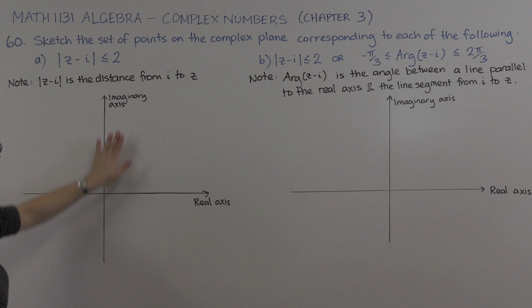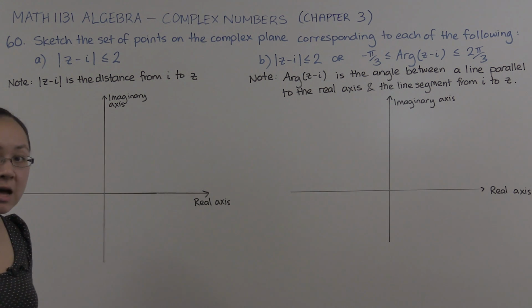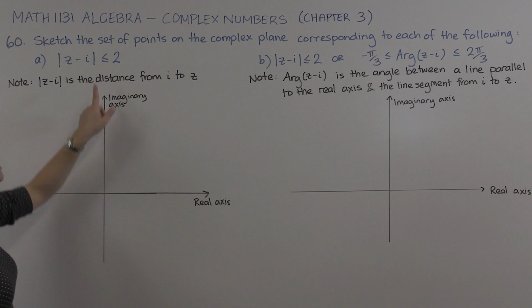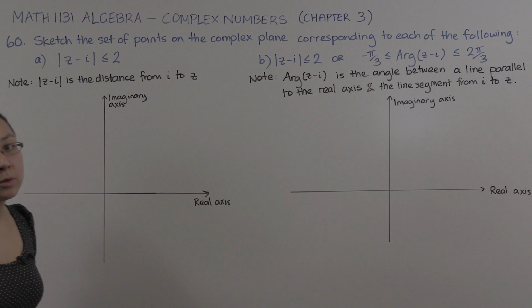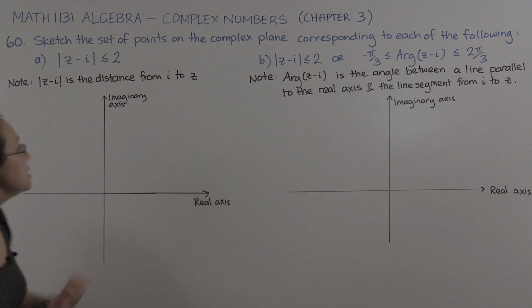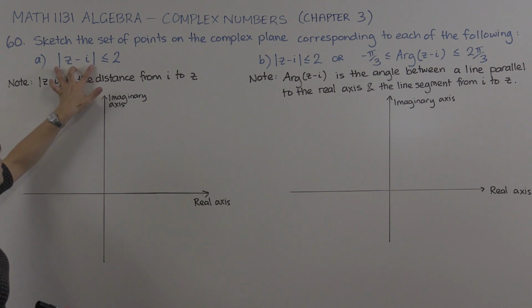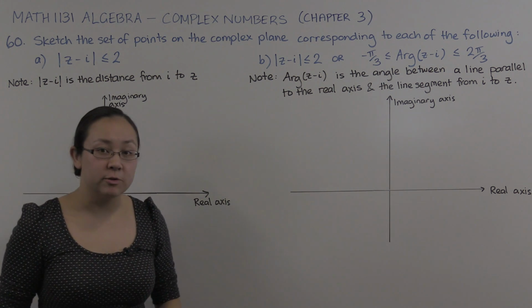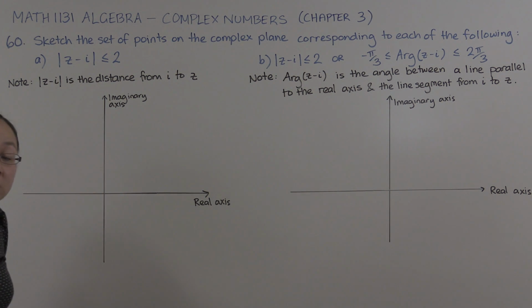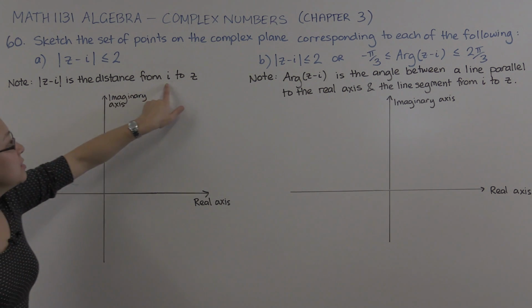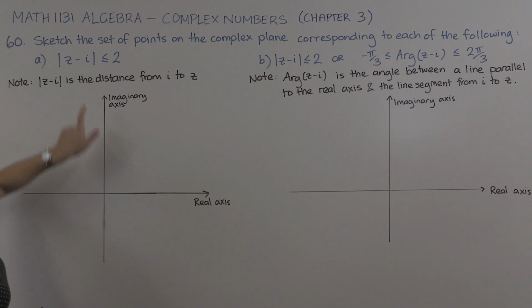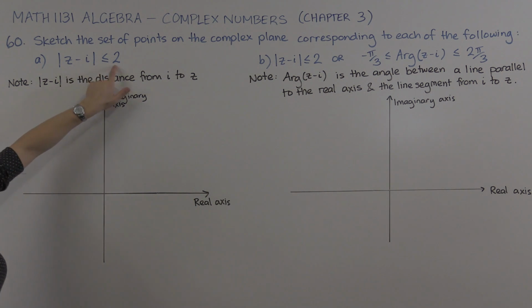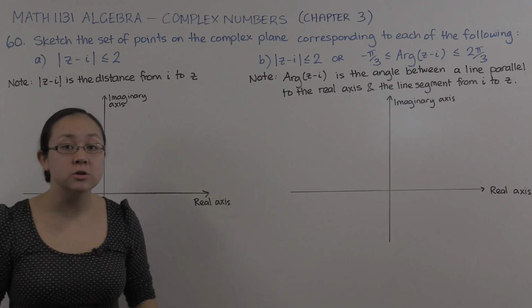So here's our complex plane, the imaginary axis and the real axis. We need to sketch all the points such that the modulus of z minus i is less than or equal to 2. When we look at this modulus of z minus i, well, z minus i is actually a line segment from i to z, and the modulus of that is its length, so we can read it as the distance from i to z. So this question is asking us to sketch all the points such that the distance from i to z is less than or equal to 2, or at most 2.